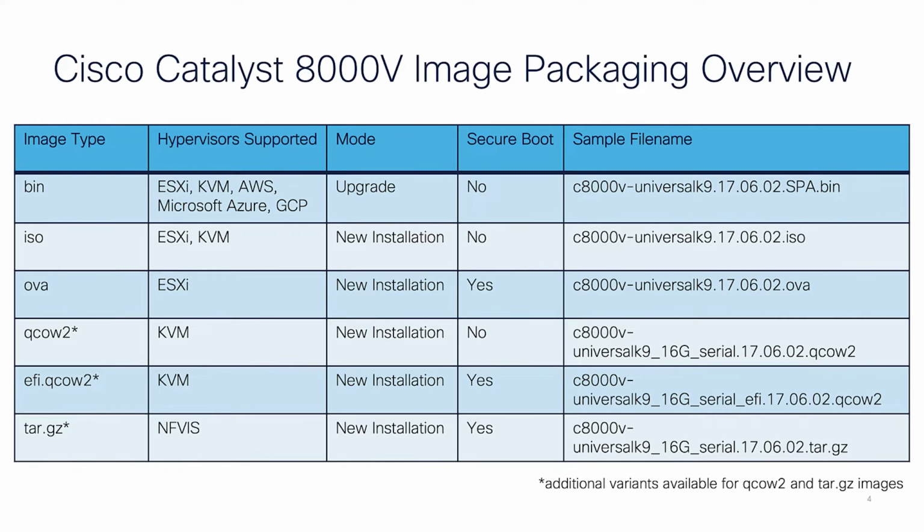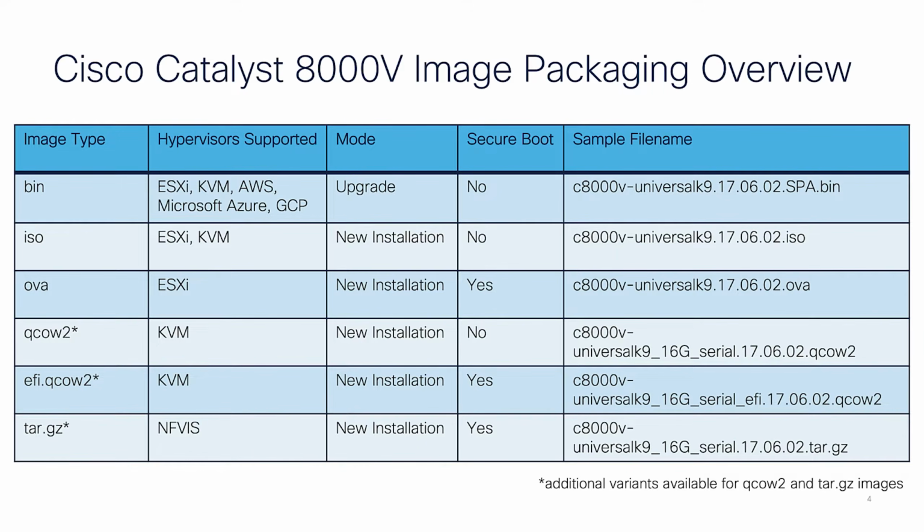So first on this list is bin. Bin or binary files are used for in-place upgrades across all of the C8000V supported environments. For example, let's say in this scenario we want to upgrade from 17.6.1 to 17.6.2. We would use the 17.6.2 bin image to upgrade the C8000V.